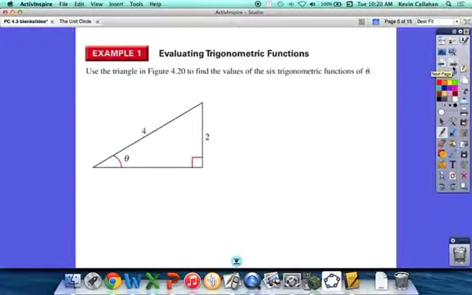Okay, same deal. We want to do the 6 trig functions for this one. What do I need to do first? Pythagorean theorem. Okay, now, this side here should be the square root of 4 squared minus 2 squared. Right, so that's the square root of 12. And you can simplify that. That is 2 times the square root of 3.